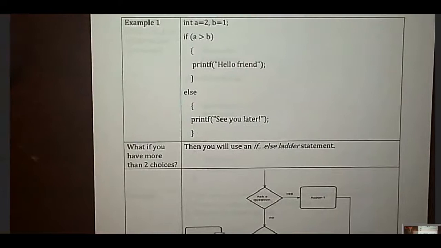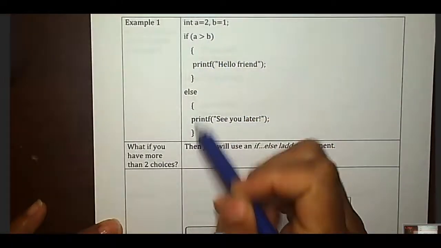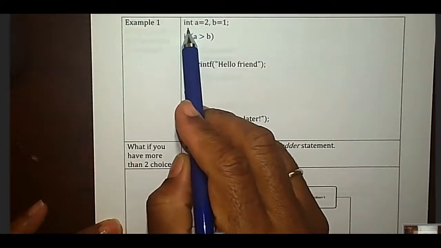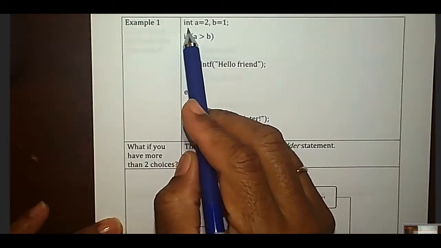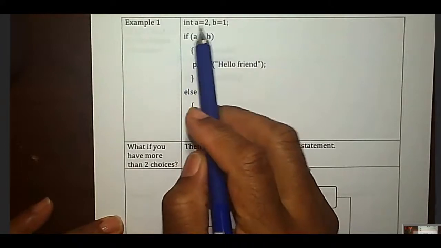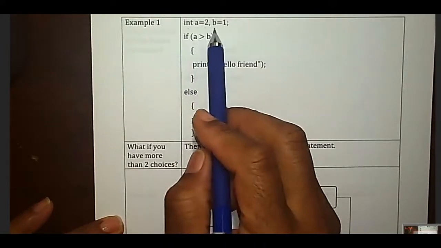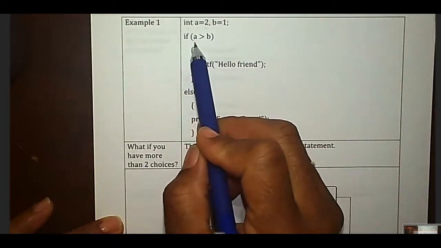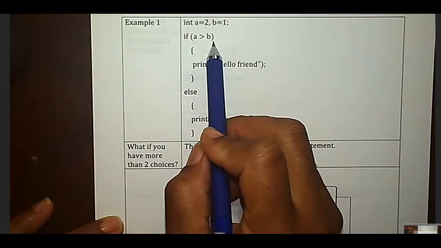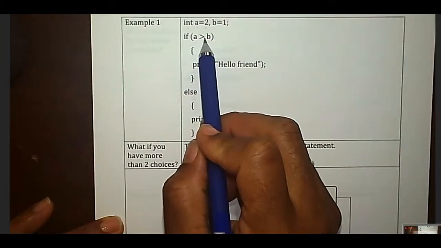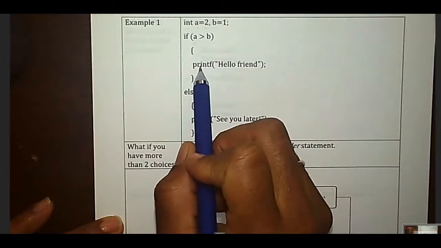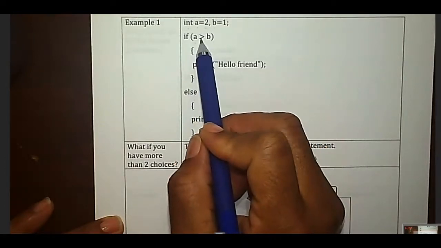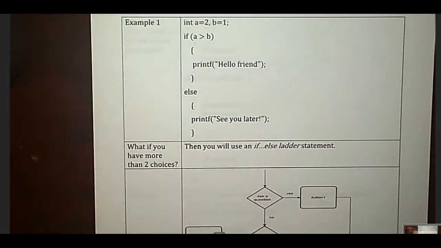All right, so let's look at an example. So we have a program, or part of a program, and we are going to declare two variables, and we're going to initialize a to the value of 2 and b to the value of 1. Then we're going to ask the question, is a greater than b? If this evaluates as true, then the program should print, hello friend. If it evaluates as false, then the program should print, see you later.